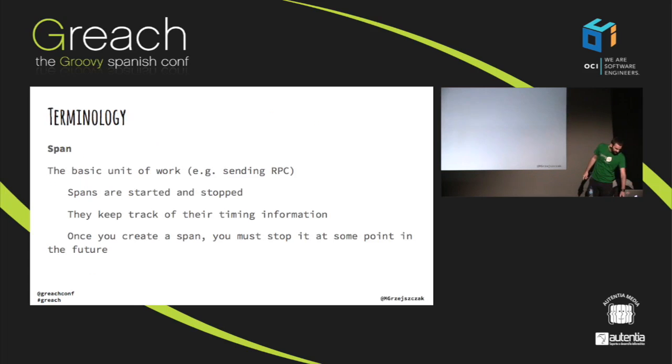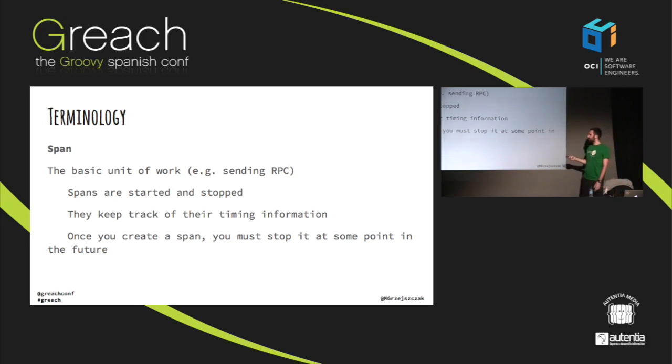So now, terminology. There's something called a span. A span is a basic unit of work. So if you send a message over a wire, it's a span. It's a basic unit of work. Spans are started and stopped. They also have a notion of duration, so they keep timing information. So if you send a span, you receive a response and you stop it, then you know how long it actually took.